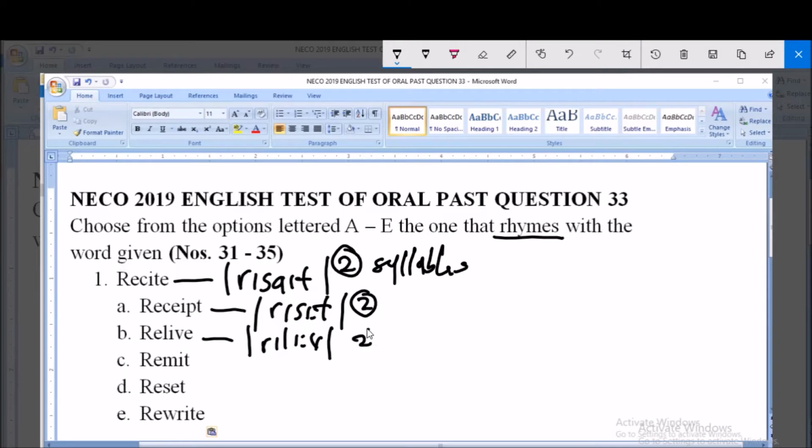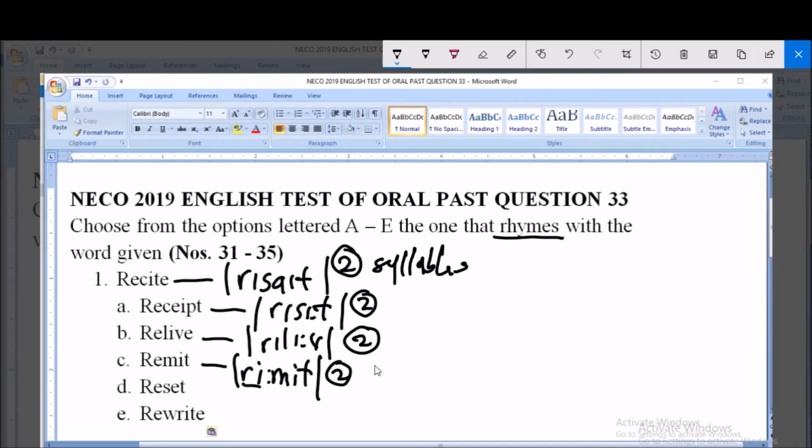Then remember, we also have two syllables in this. Then option C has two pronunciations. It belongs to two different grammatical classes, verb and noun. So if it is a verb, then it is pronounced as remit, and the stress position is on the first syllable. Two syllables too, but on the first syllable.